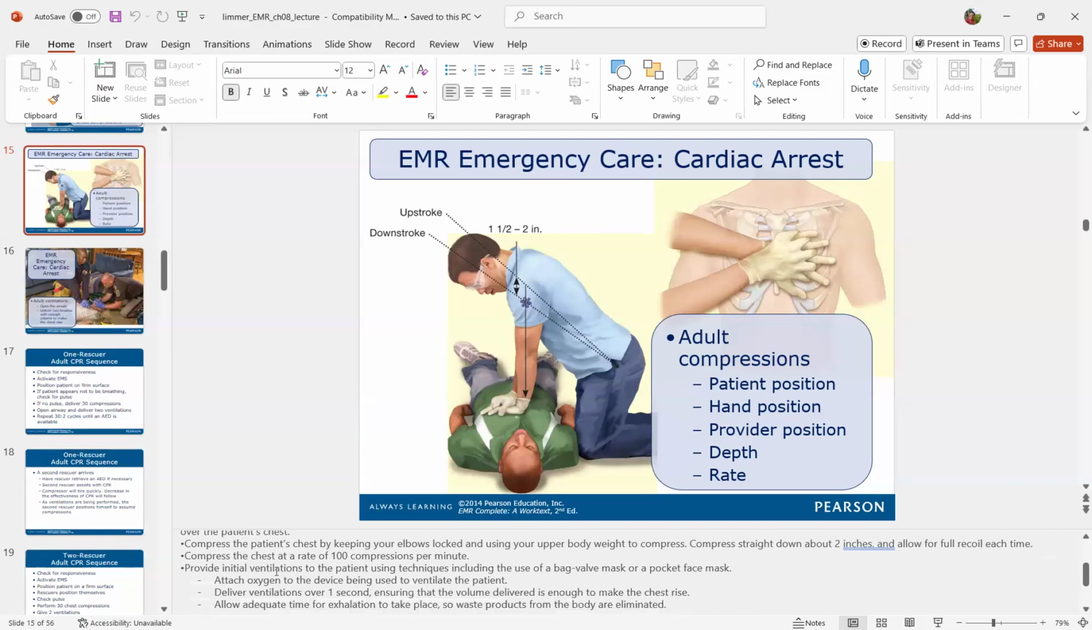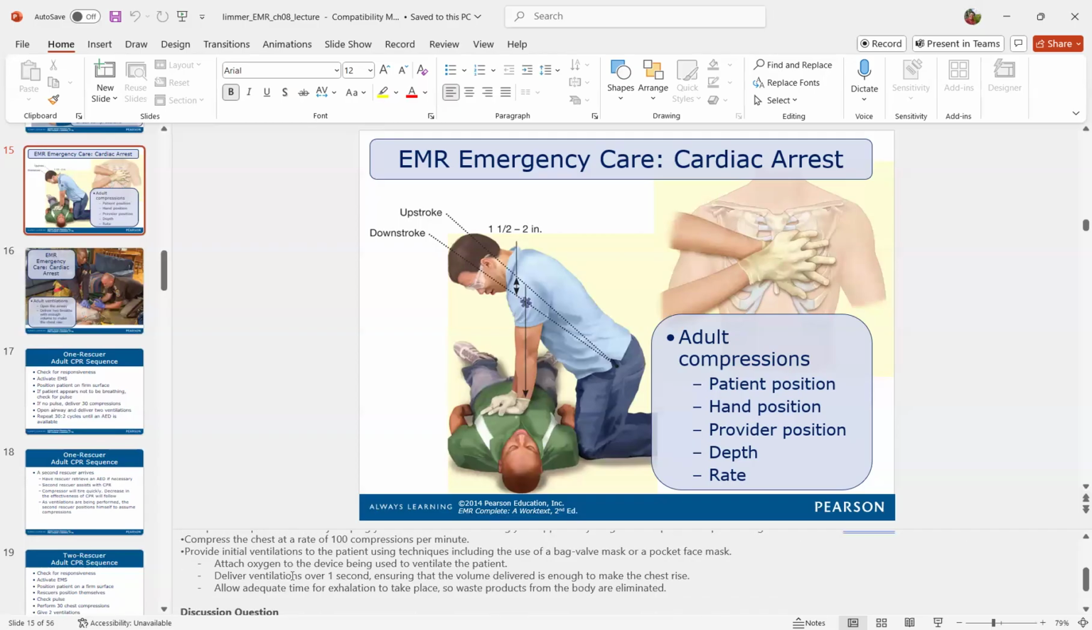You can sing. There's a lot of songs on the AHA website. You can download a whole list of songs that match the rhythm. But Staying Alive, obviously everybody knows that one. Another one, Another One Bites the Dust. I prefer not to use that one. Baby Shark is the new one if you're into that.